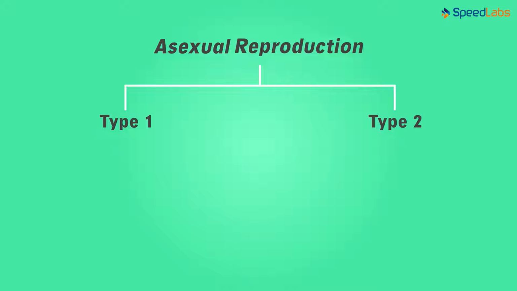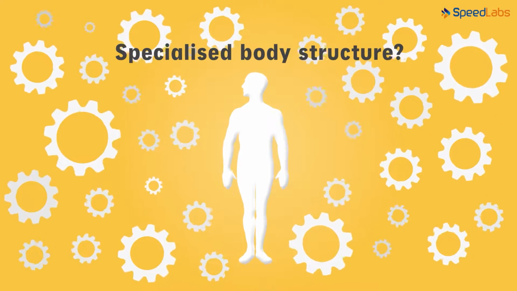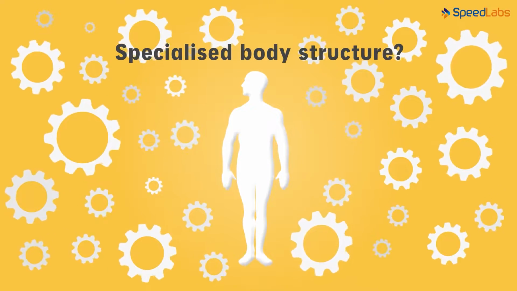Wait a second. Did I just say types of asexual reproduction? Yes, there are several ways in which unicellular organisms make copies of themselves. But before that, do you think we need a specialized body structure in order to reproduce? As a matter of fact, yes we do.